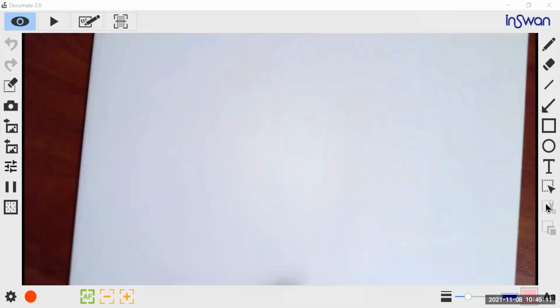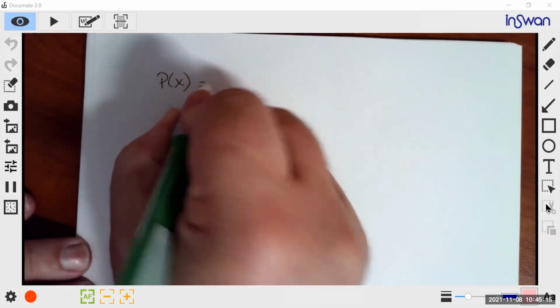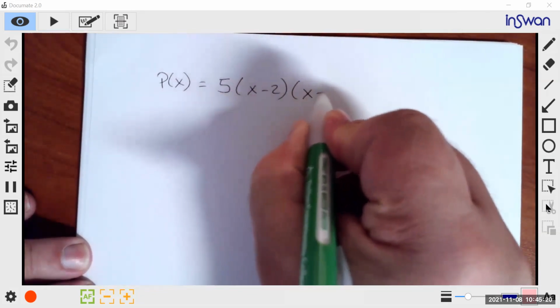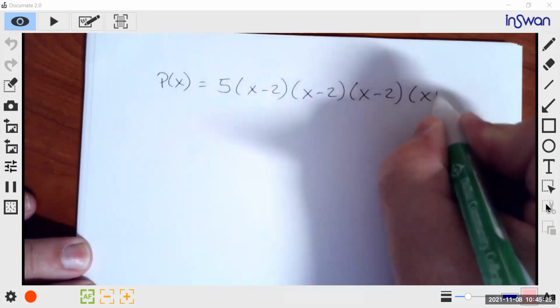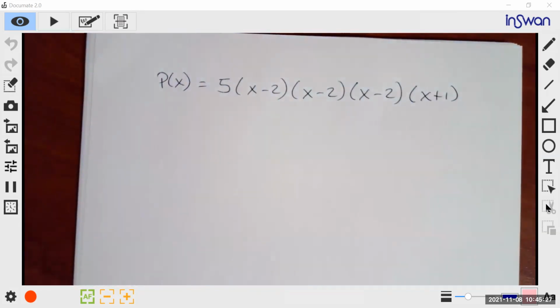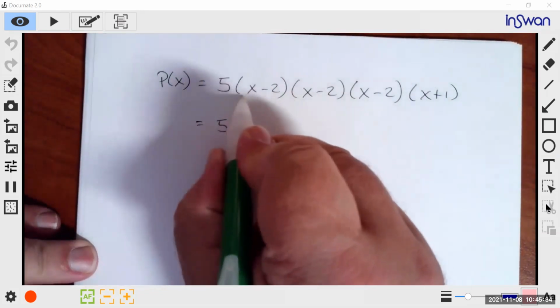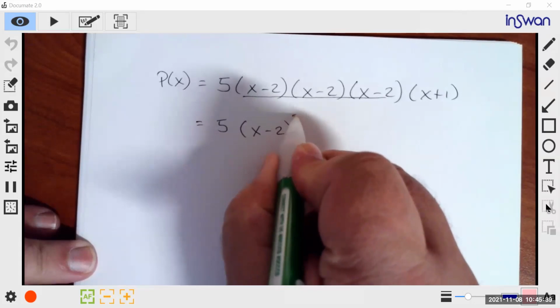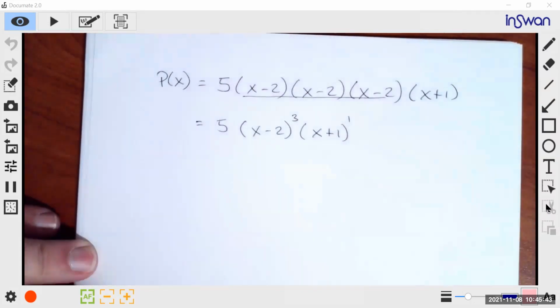Well, let's see. Let's write this one down. So we have P of x equals 5 times x minus 2, x minus 2, x minus 2, times x plus 1. We have 3 x minus 2's. And we only have 1 x plus 1.